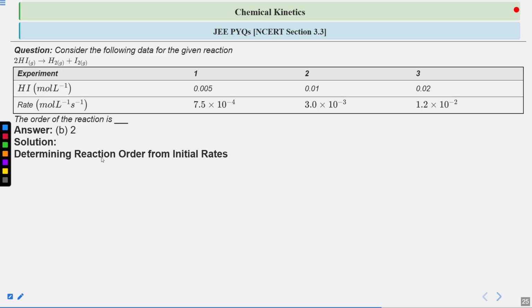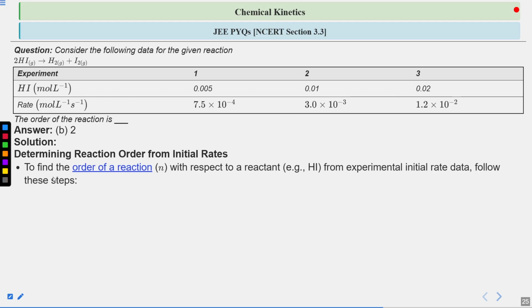So we have to determine the reaction order from the initial rates we have been given for 3 experiments. To find the order of a reaction, which is represented by n, with respect to a reactant, for example HI here in this case, from experimental initial rate data, follow these steps. If you follow these steps, you can identify the order of the reaction with respect to the reactant.